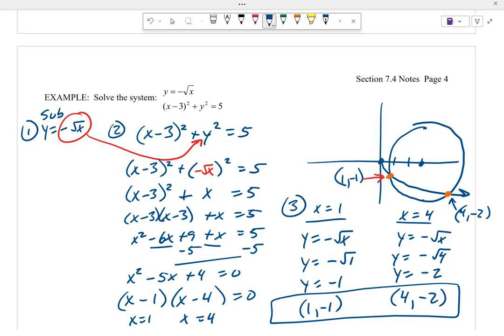Again, don't throw it into the circle. If you'd have thrown it into the circle, it'd give you two spots where the x is 4. Right? But the solutions have to satisfy both systems of equations.